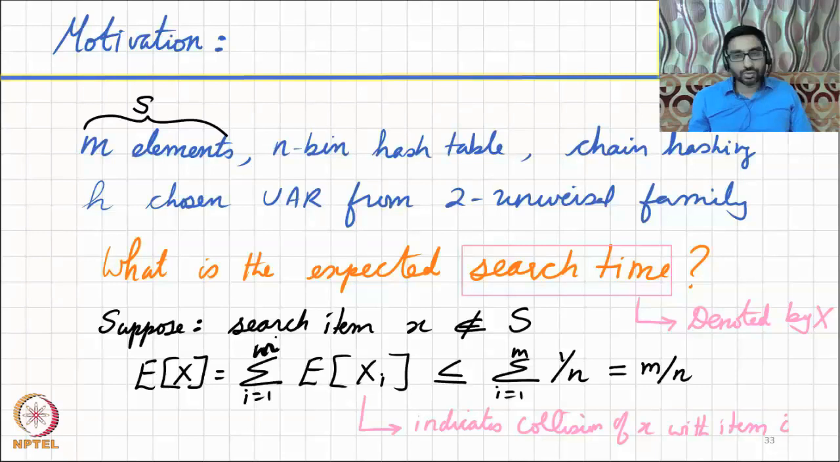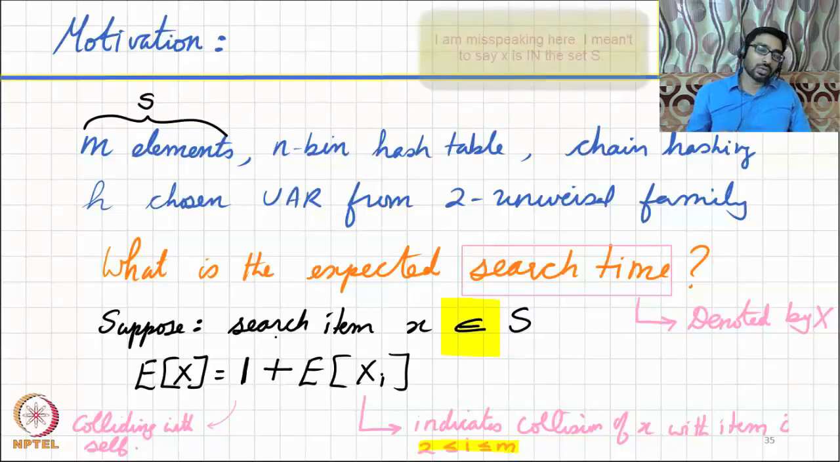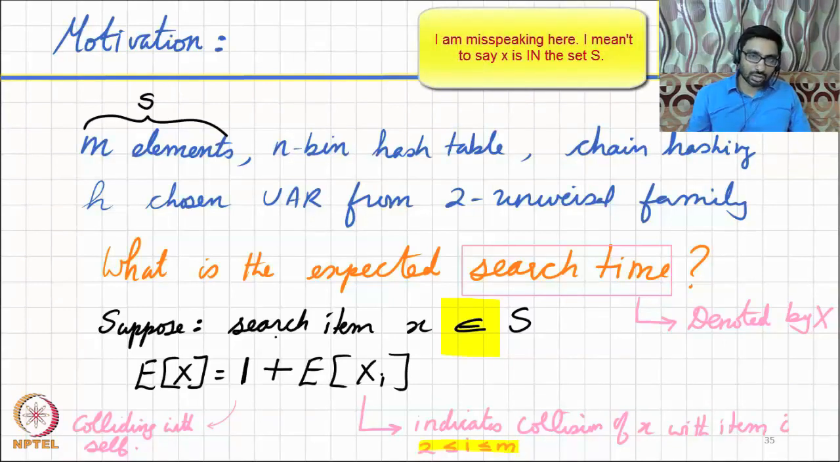And this summation is at most the summation i equal to 1 to m of 1 over n, because we've assumed that we have drawn h uniformly at random from a two universal family of hash functions, and that's at most m over n. And when we limit ourselves to the case where m equals n, then the expected search time is only 1. Now what about the case where the search item x is in S?